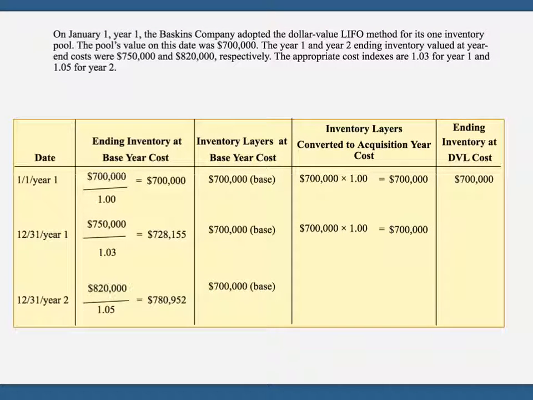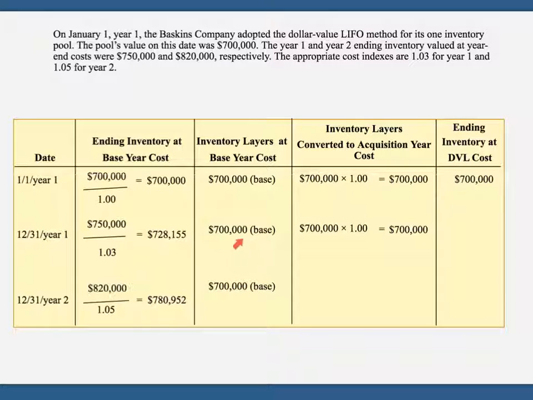Let's now move on to the end of year 1 at 12/31. From the problem we were told that our year-end ending inventory value was $750,000 for year 1. To get that to our base year cost, we divide it by our cost index, 1.03, which gets us to $728,155. So we see we still have an increase in the ending inventory at base year cost value. You can see it's gone up $28,155.